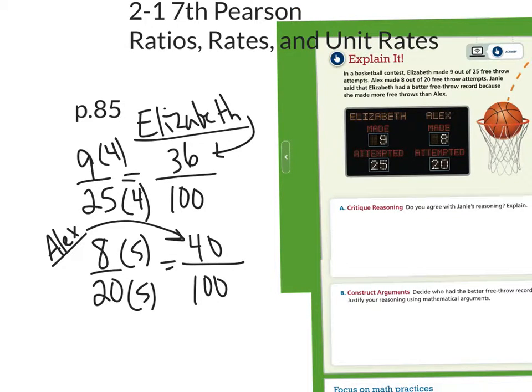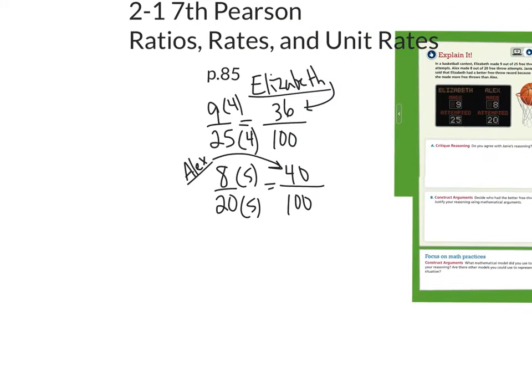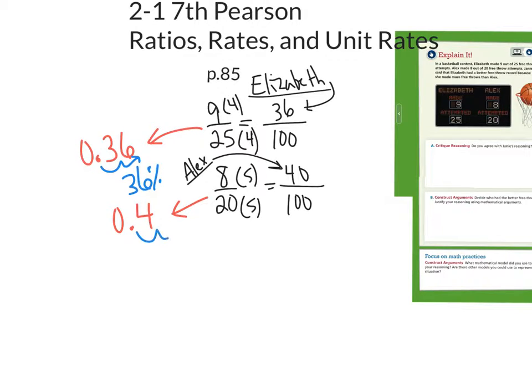The other option besides getting a common denominator is you could just divide these out. If you take 9 divided by 25, you get 36 hundredths. If you take 8 divided by 20, you get 4 tenths. What those are basically, if you move your decimal over 2 spots, is their free throw percentage. So Elizabeth has a 36% free throw percentage, and Alex has a 40%.